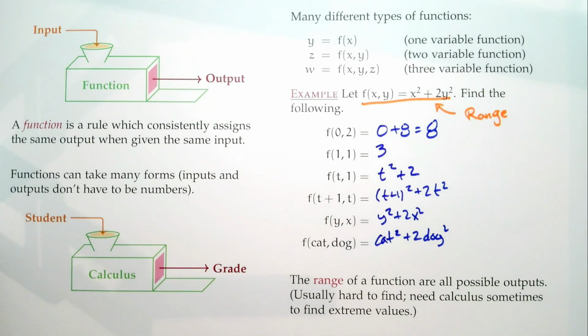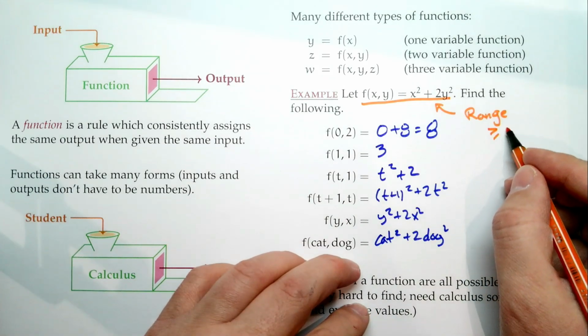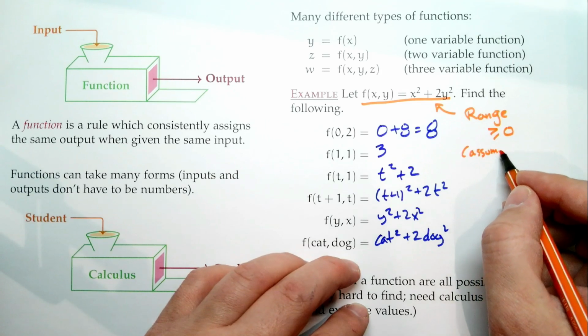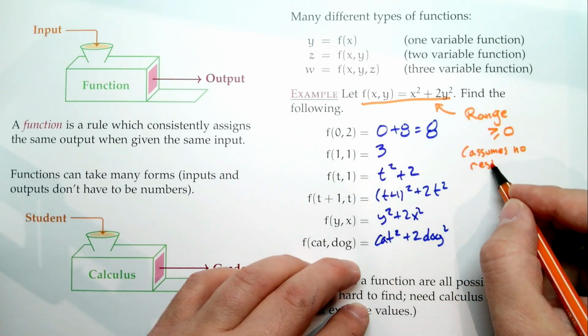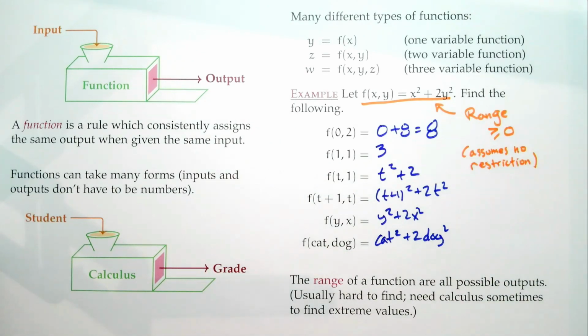Well, certainly we can get 0 out because I can plug in x and y both being 0. And can I get anything that's bigger than 0 out? Can I get anything less than 0? No. So the range here is greater than or equal to 0. Now, this assumes there's no restriction on what we plug in. So in other words, I can plug in any pair of numbers I want, but we'll assume we're going to stay real for a second.